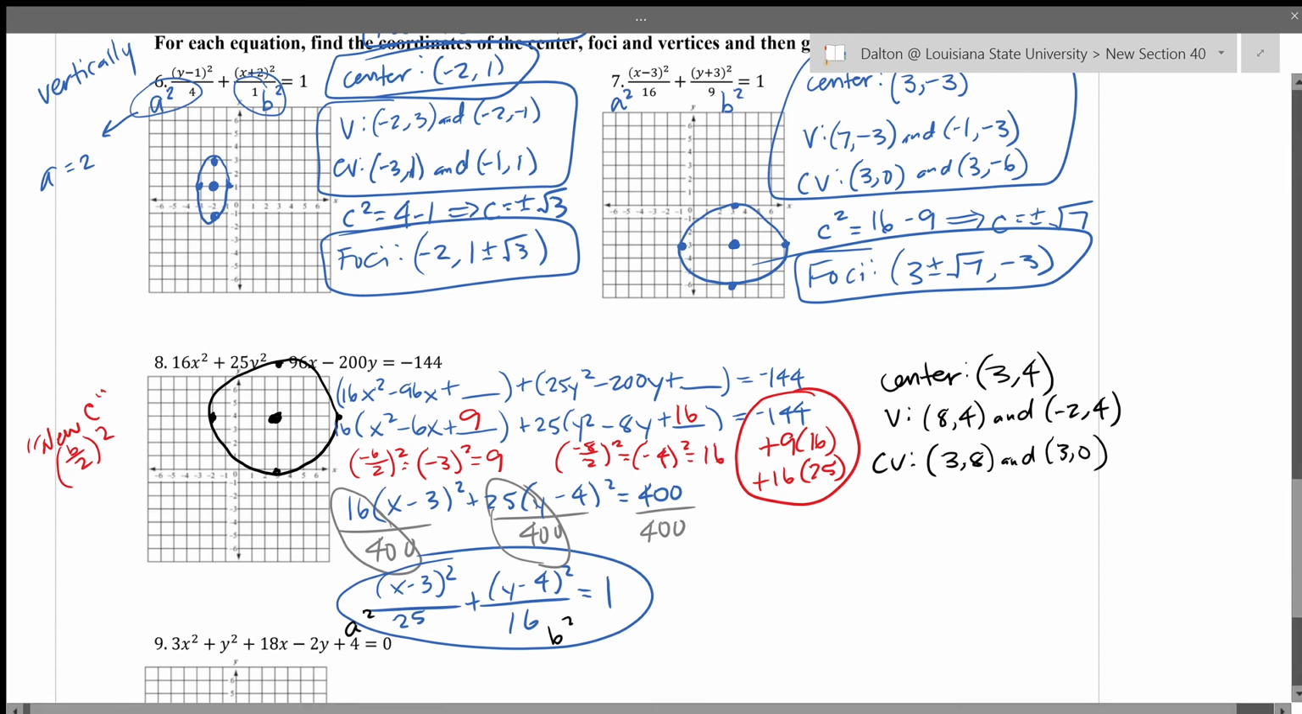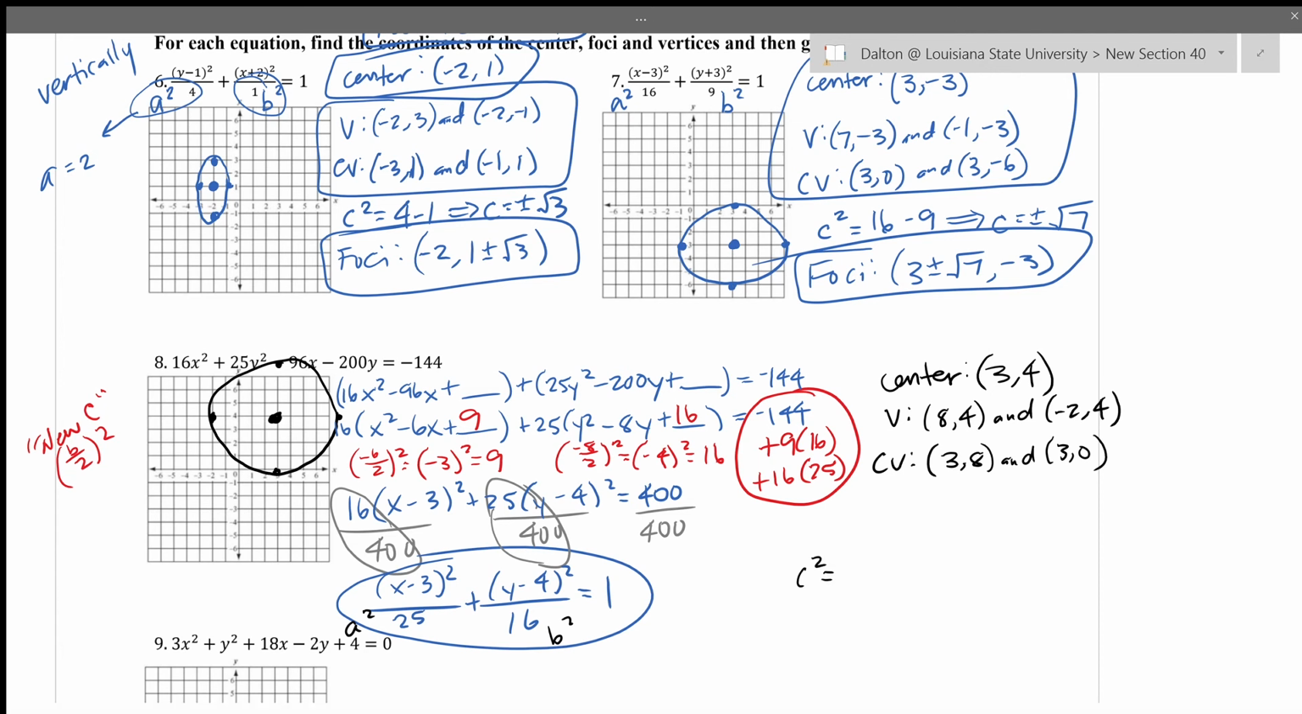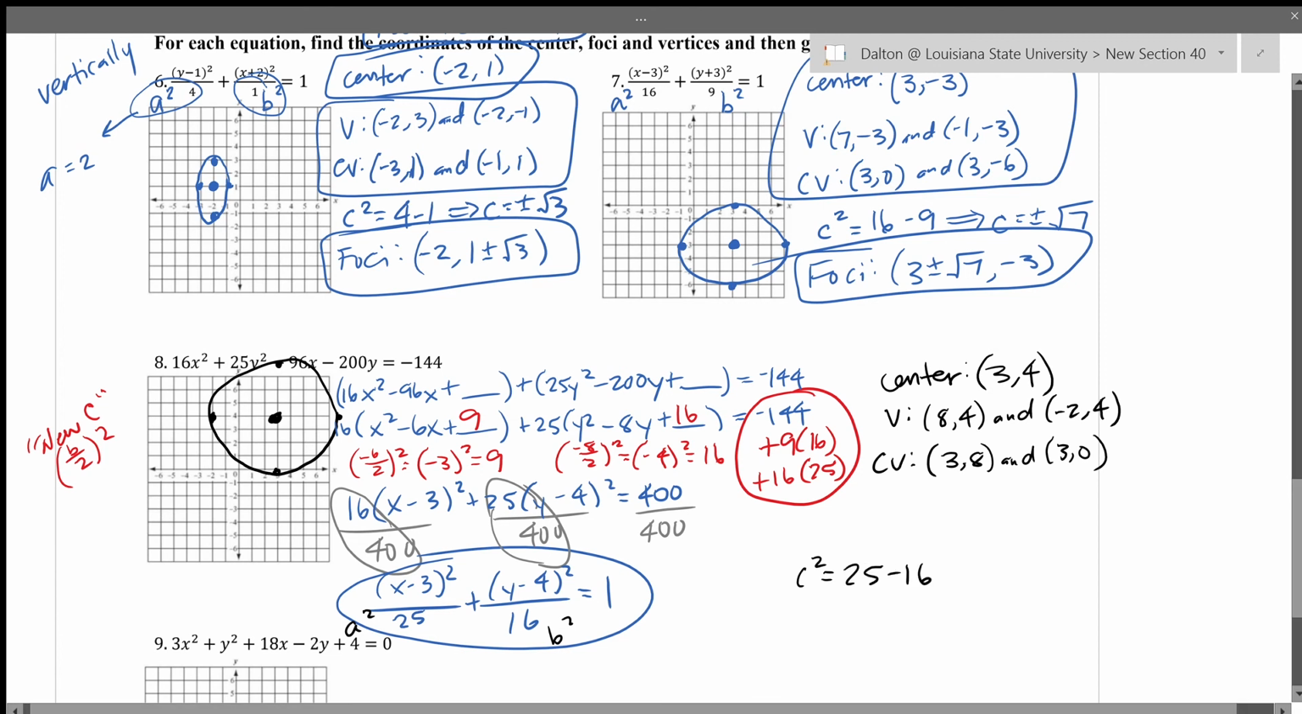For the foci, I need c. Well, if c squared is equal to a squared minus b squared, we already know a squared is 25, b squared is 16. So it'll be 25 minus 16, which is 9, which must mean that c will equal plus or minus the square root of 9, which is 3. And we are adding that in the x direction. So the foci will be 3 plus or minus 3, comma 4.